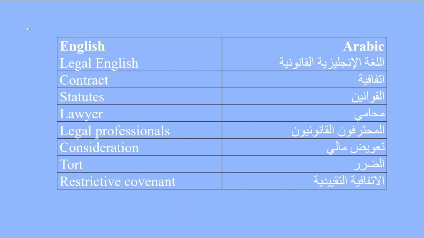Here we have different examples. Legal English, for example, is اللغة الإنجليزية القانونية, contract, اتفاقية, statute, القوانين, lawyer, محامي, legal professionals, المحترفون القانونيون, consideration, تعويض مالي, tort, الضرر, and restrictive covenant, الاتفاقية التقييدية.